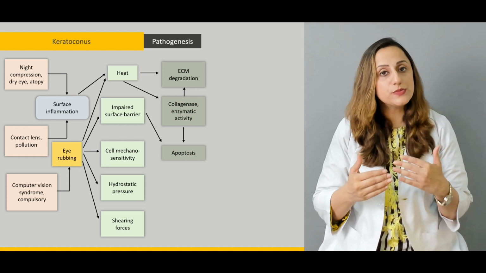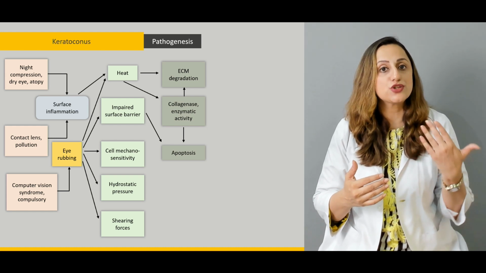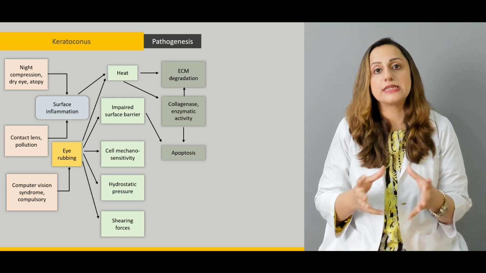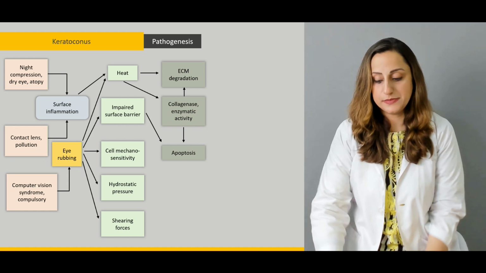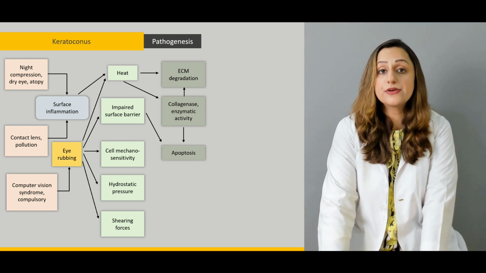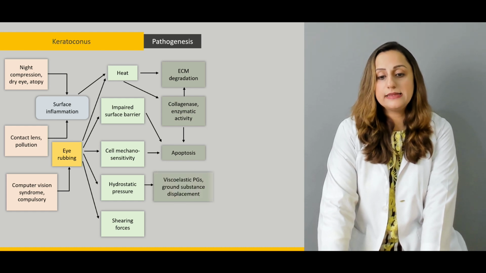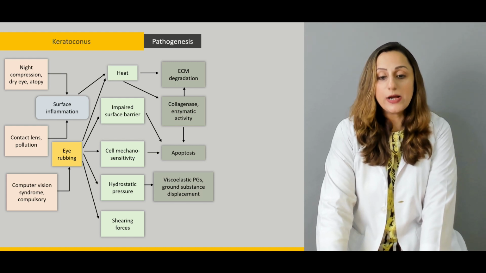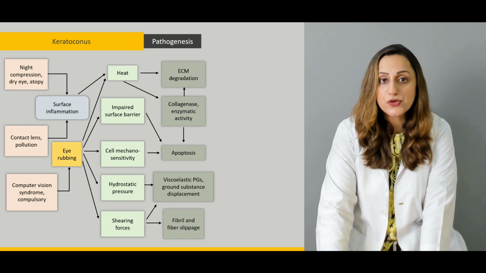So there is going to be the initiation of the inflammatory processes, the production of heat, which is going to in turn result in the cell death of the corneal epithelium. So these are the key incidents that you have to look for over here. And then, if the hydrostatic pressure is increased, we have viscoelastic prostaglandins, ground substance displacement, which is another key factor over here.